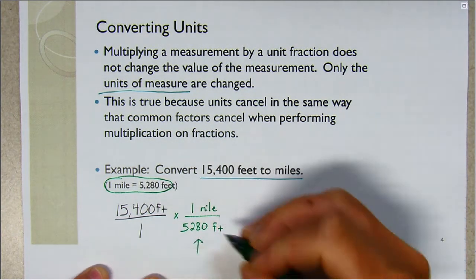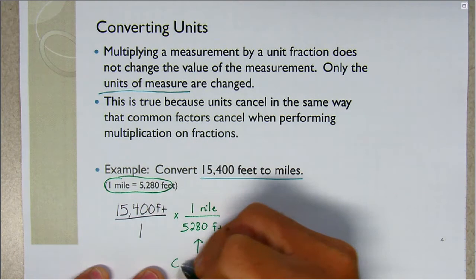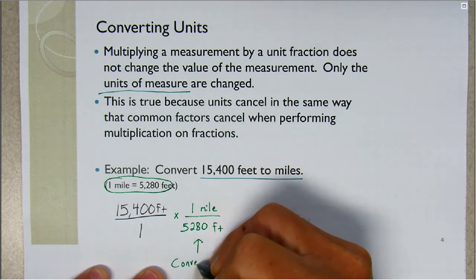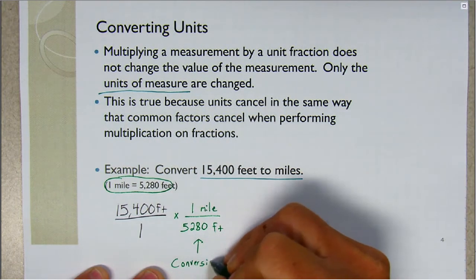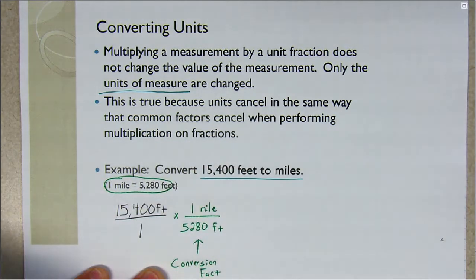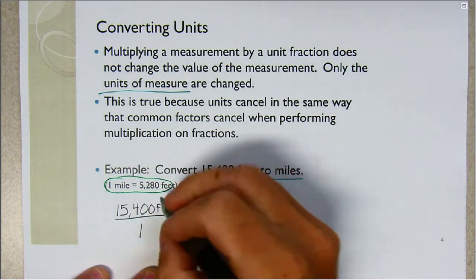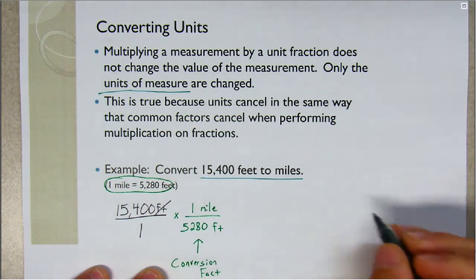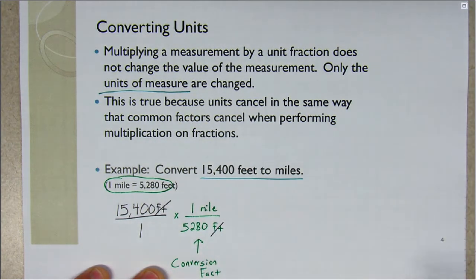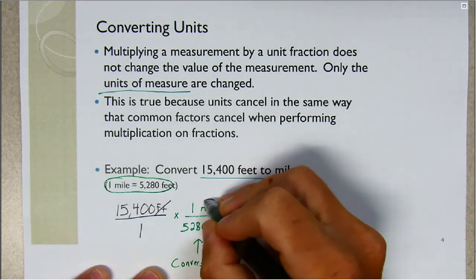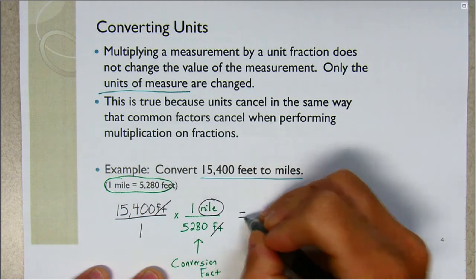That green one right here, this is called our conversion factor. That is our conversion factor, our unit fraction. Now, when we do that, we can cancel the units off, just like when we were multiplying fractions. We can cancel feet out of the top and cancel feet out of the bottom, and that leaves us with units of miles, and that's what we wanted to convert to.